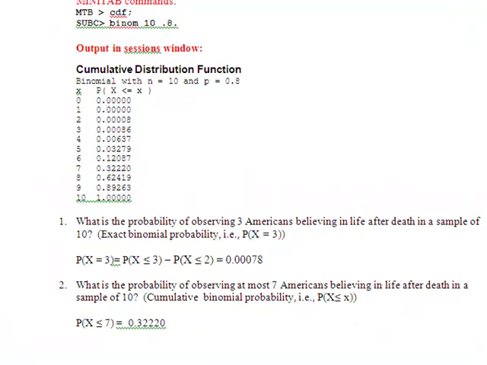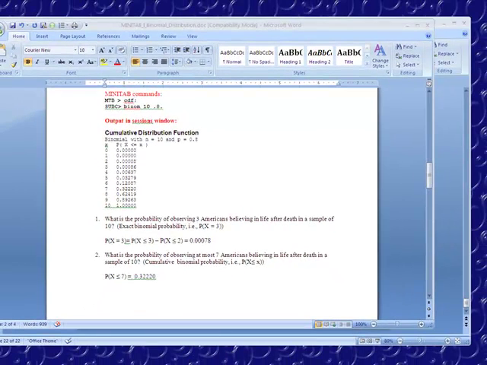What is the probability of observing at most 7 Americans believing in life after death in a sample of 10? At most 7 means 7 or less. So when we look at that, we see the probability that x is less than or equal to 7. That's exactly what a cumulative distribution function is about. So we would pick that number right off the distribution.